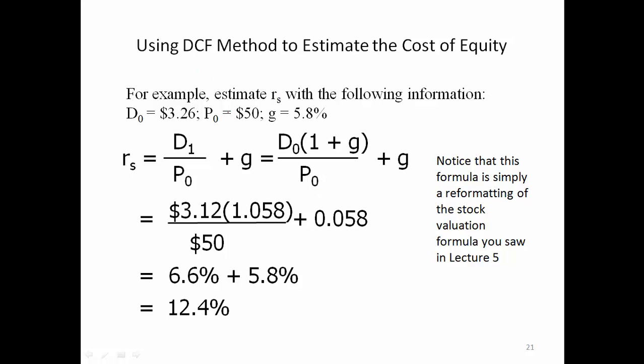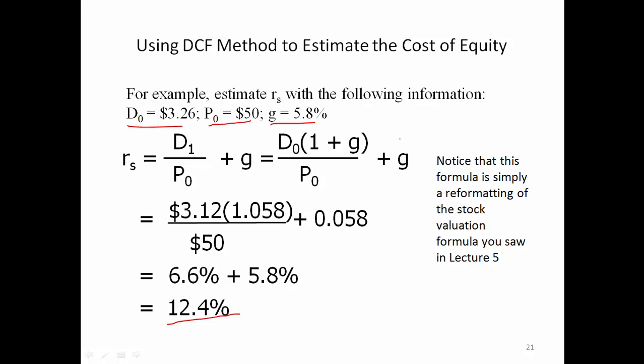For example, if we have a recent dividend of $3.26 per share and the stock price now is $50, and if we assume a constant dividend growth rate of 5.6%, then we can use the formula that the cost of common equity equals D1, which is D0 multiplied by 1 plus g, divided by P0, and the result plus g. When we plug in all these numbers into this equation, we get a 12.4% cost of equity.